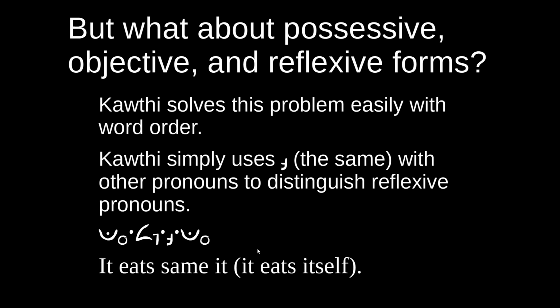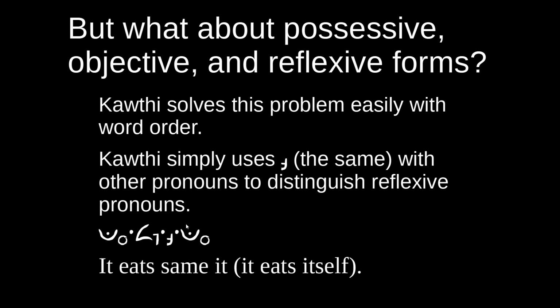But what about possessive, objective, and reflexive forms? Kawthi solves this problem very simply, just by word order and context. As far as reflexive forms, though, it's slightly different. We use the word meaning the same in this context, to distinguish between reflexive pronouns. So if I want to say something really weird like it eats itself, I would say pe ta pe. Pe ta pe. It eats, same it.